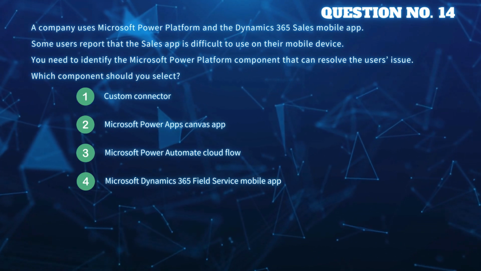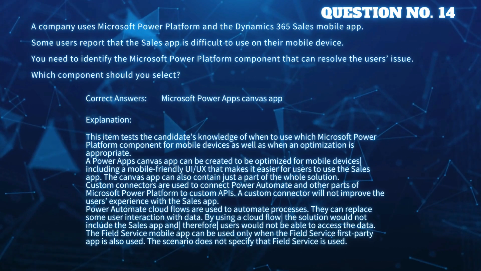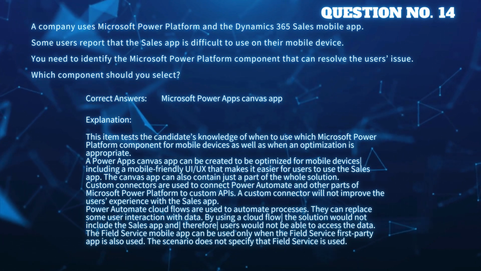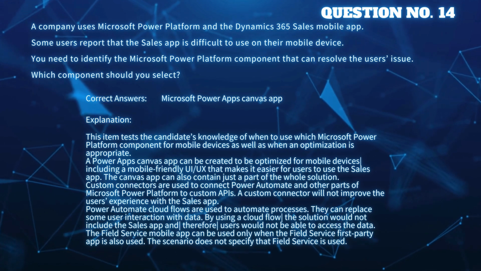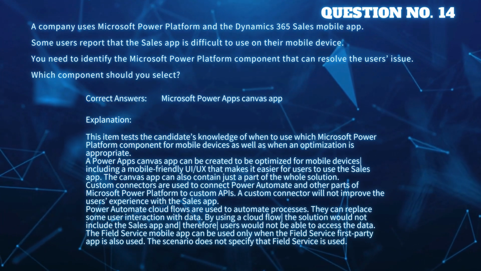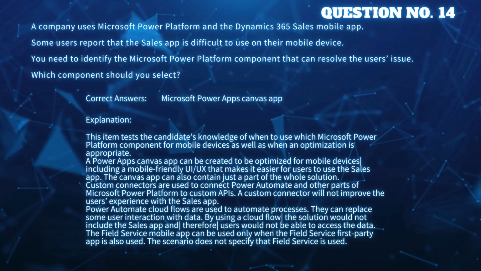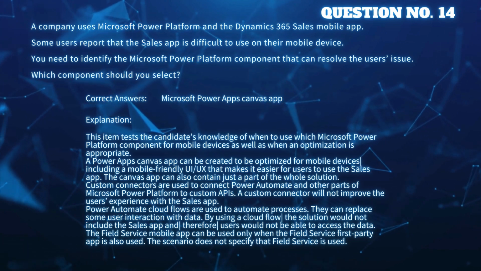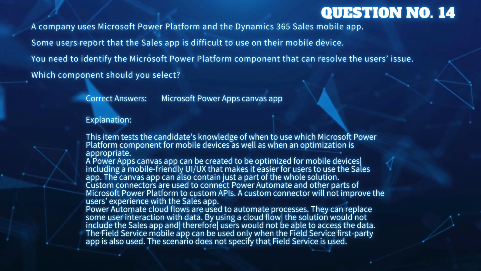Option 4, Microsoft Dynamics 365 Field Service mobile app. Correct answers: Microsoft Power Apps Canvas app. Explanation: this item tests the candidate's knowledge of when to use which Microsoft Power Platform component for mobile devices as well as when an optimization is appropriate. A Power Apps Canvas app can be created to be optimized for mobile devices, including a mobile-friendly UI/UX that makes it easier for users to use the Sales app.